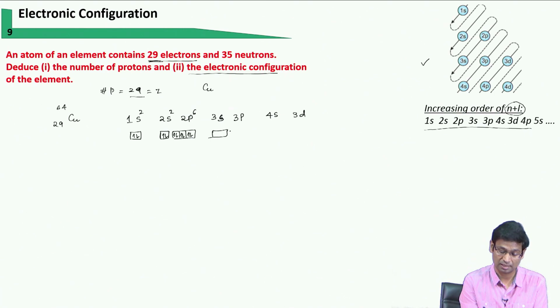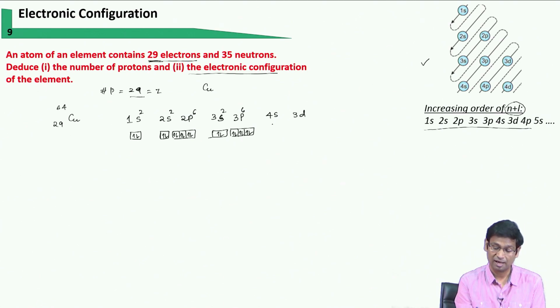Now let us look at 3s and 3p. If I fill 3s2, 3p6, I am done with 18 electrons. So I am left with 11 more, because I have got 29 electrons to fill. So I have 4s, I give 2 electrons, I have 3d, so after giving 2 electrons I am done with 20 electrons. So therefore I am left with 9 electrons. Let me fill these 9 into 3d: 8 and 1 over here.